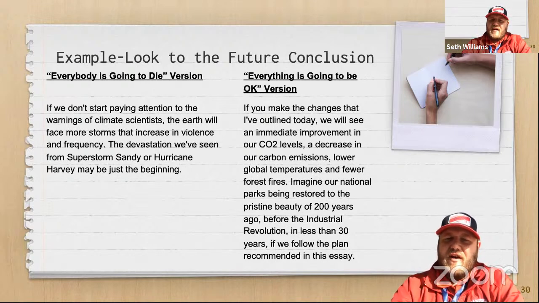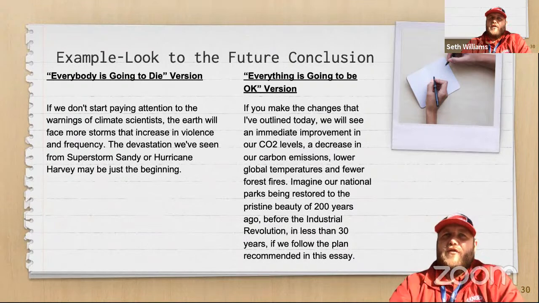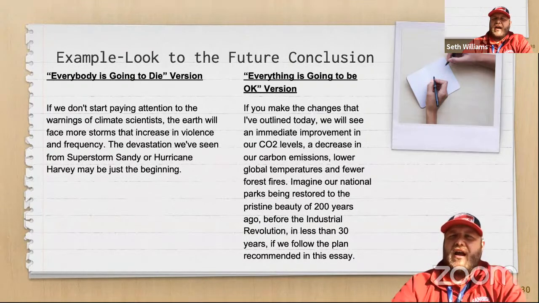If you make the changes that I've outlined today, we will see an immediate improvement in our CO2 levels, a decrease in our carbon emissions, lower global temperatures, and fewer forest fires. Imagine our national parks being restored to the pristine beauty of 200 years ago, before the Industrial Revolution, in less than 30 years, if we follow the plan recommended in this essay. So again, here's a good future that's going to happen if you do what I asked you to do.